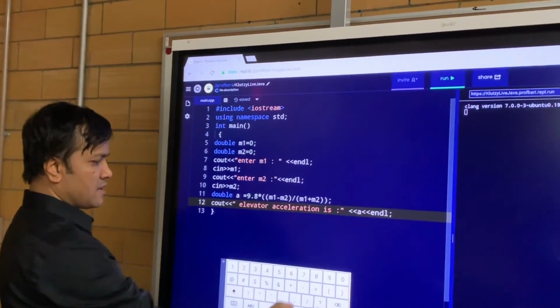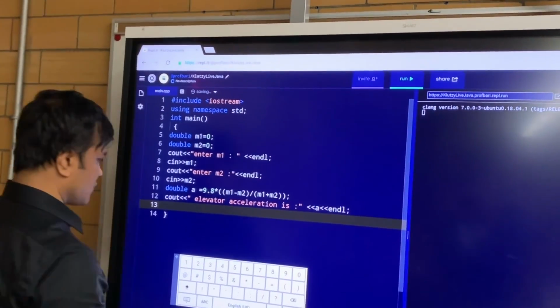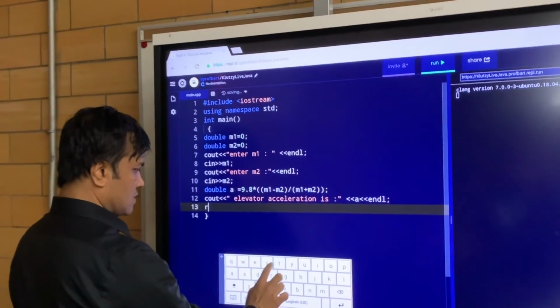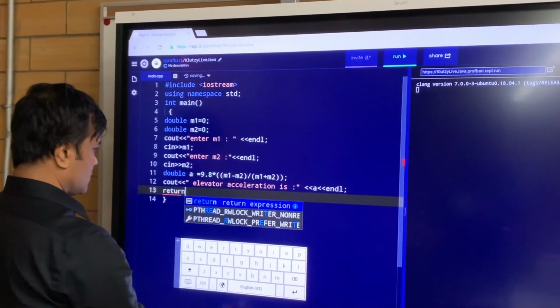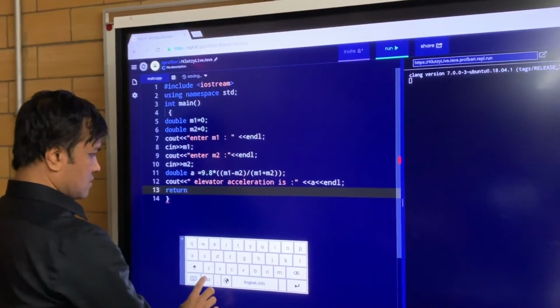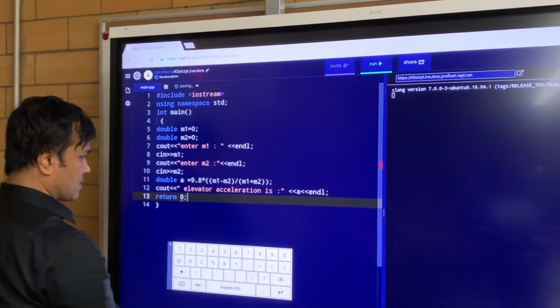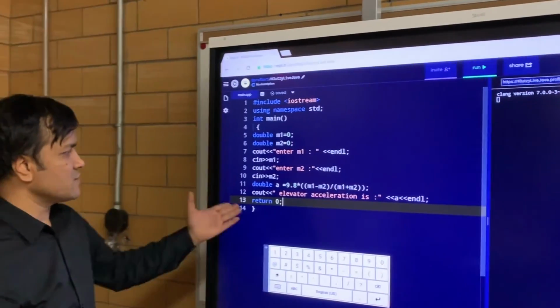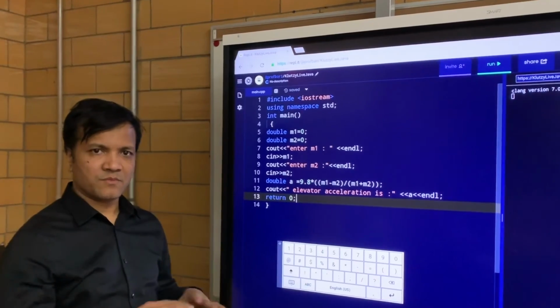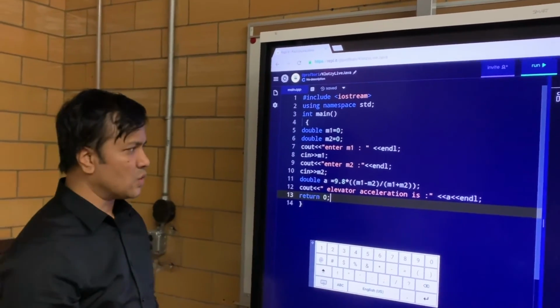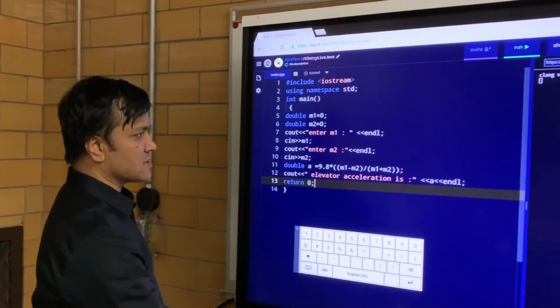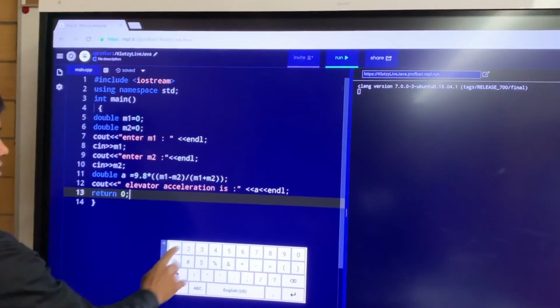So let's see what happens. You can write one more line, but you don't have to. Return 0 semicolon. Okay, the return 0 semicolon means I'm done with the coding. Now we're going to run it. So let's run it and see what happens.